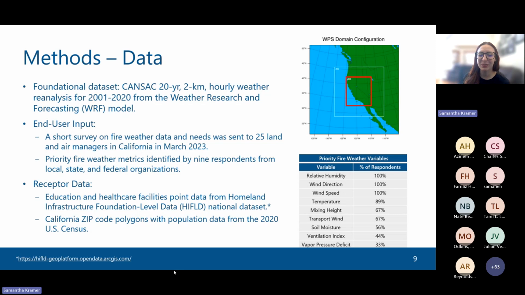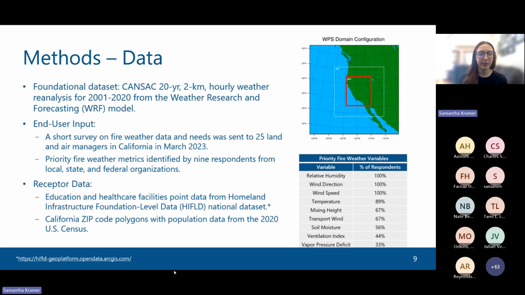Obviously, relative humidity, wind direction, and wind speed had 100%. I must have these to make any decisions. And then there was a lot of variation from there. So that was great insight, and we did incorporate those thoughts into this tool.